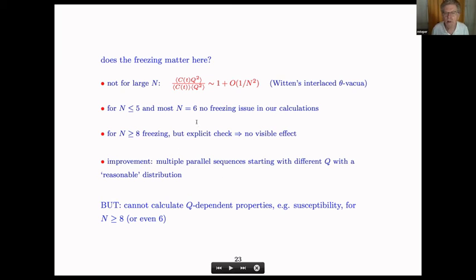But if you're interested in things like glueballs and string tensions, I think we've done a lot of checks to show that you don't have to worry about topological freezing if you use a strategy like this. Of course, this is for pure gauge. Once you include fermions, then you have to rethink.